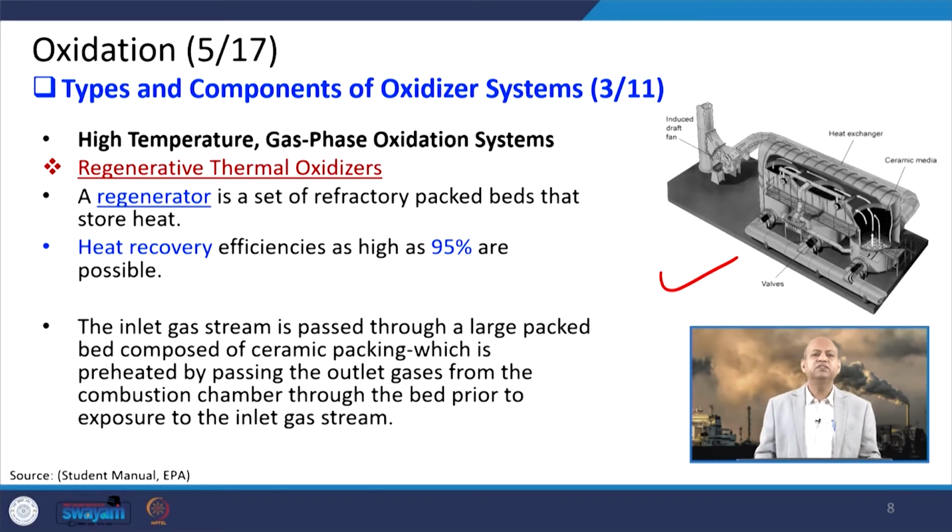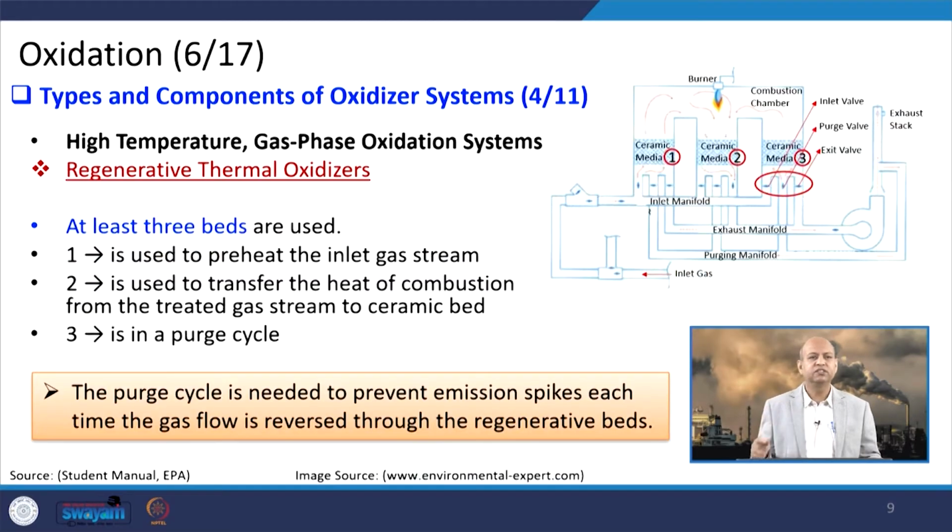The inlet gas stream is passed through a large packed bed composed of ceramic packing, that is shown here, and which is preheated by passing the outlet gases, which have a lot of heat, from the combustion chamber through the bed prior to the exposure to the inlet gas stream. So, that way heat exchange is possible. In this particular device there are at least 3 beds required for the complete process.